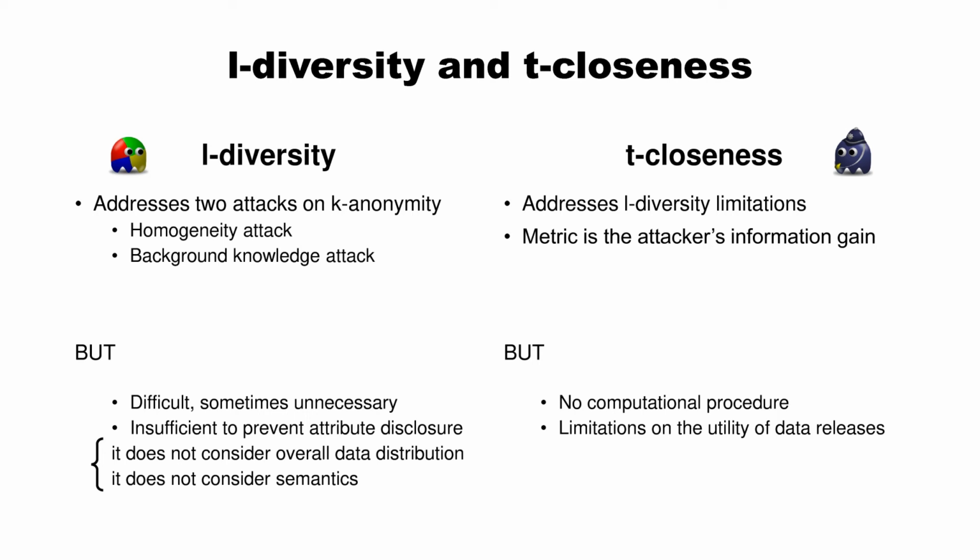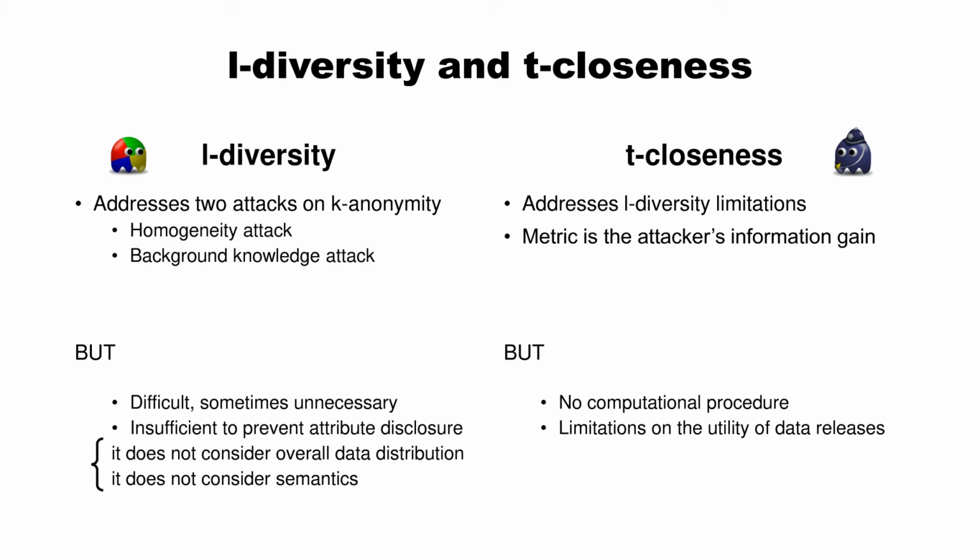L-diversity is difficult, and sometimes a necessary measure to protect your database or the personal data in it. But it's insufficient. It does not prevent other attacks such as attribute disclosure. Attribute disclosure is related to the overall data distribution, and L-diversity also does not consider data semantics. Data semantics is really important. For instance, in our case above, we talk about diagnosis. If the diagnosis I'm trying to anonymize is related to a heart disease, then it's enough for me to know if this person is in the database, not necessarily which category he or she is in. To address this, T-closeness was proposed.